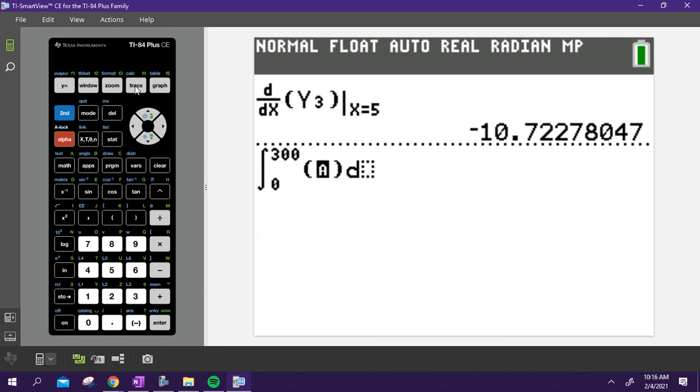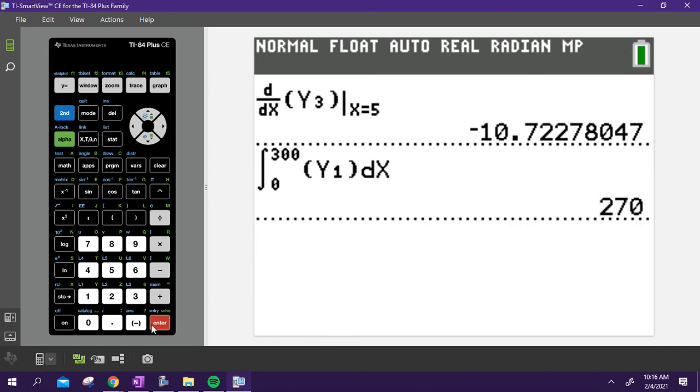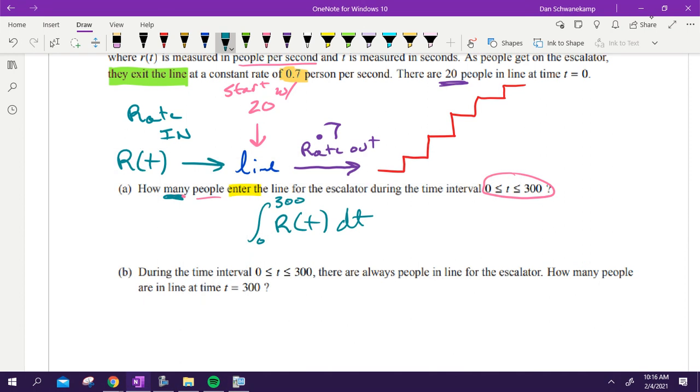And then right here we go alpha f4 y1 dx. We type it in, we hit enter, and the answer is 270. That is the amount. That's not approximately, it is an answer. It's 270 people that enter the line during that time period. Everybody go with me on the first one. That's 2 points: one for writing the integral, one for giving an answer.